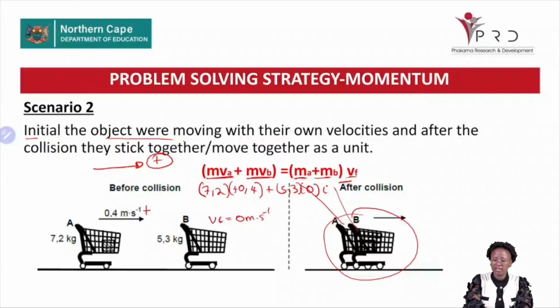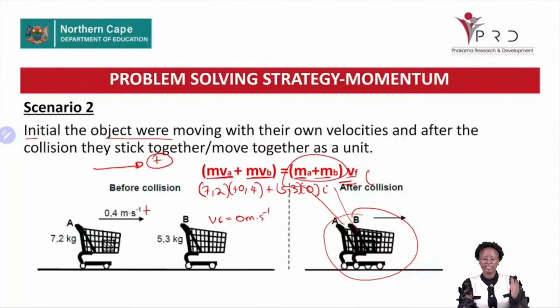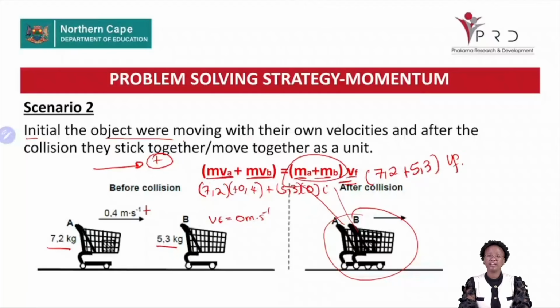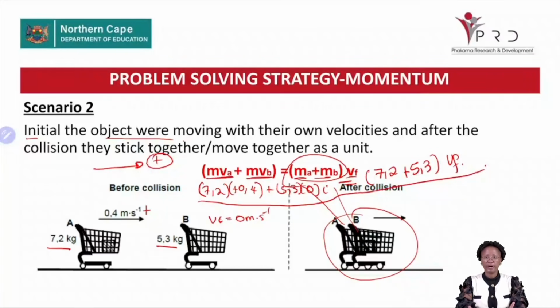This is the initial. Everything equals to, when I come over here, I need to add their masses together. What is the mass of A? It's 7,2 plus the mass of B, which is 5,3, and they all share their final velocity. Guys, again, if you can reach the stage with the correct signs, everything will now be the relationship between you and the calculator. The final answer should be easy to get after this.